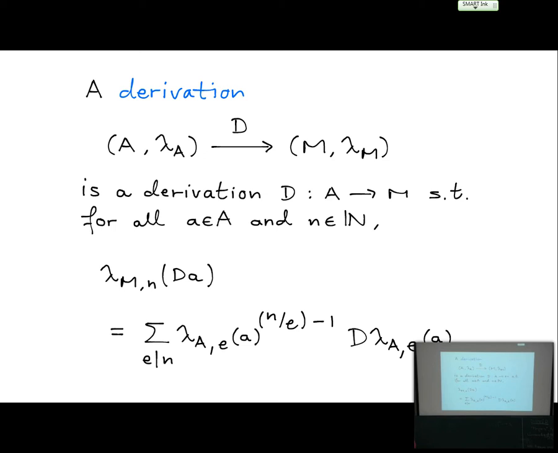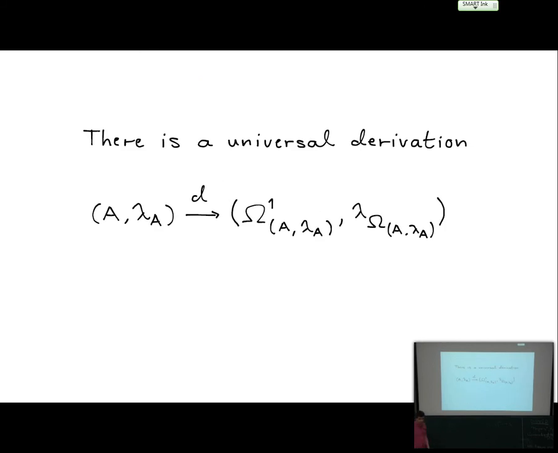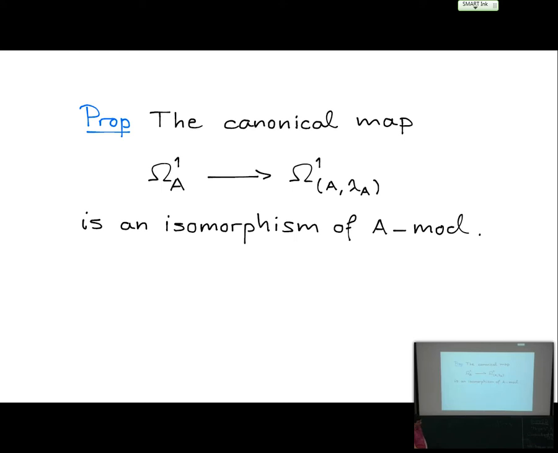So that's a derivation. And there's a universal derivation which you prove in the usual way. And then there's this proposition. I was very surprised when I figured this out, because I thought maybe that derivations in the world of lambda rings should be the de Rham-Witt complex, but it's not. The underlying A module of the universal derivation in the category of lambda rings is just the usual universal derivation.